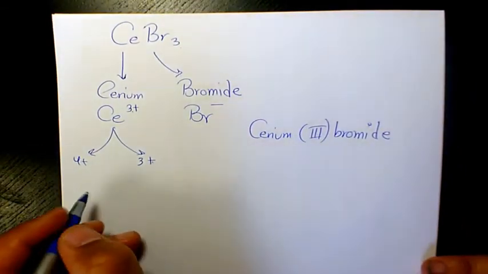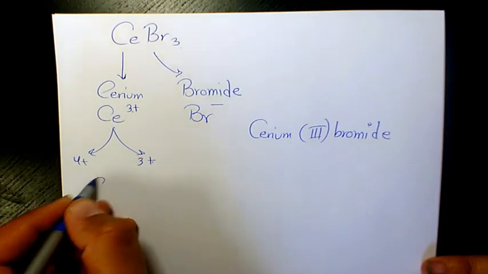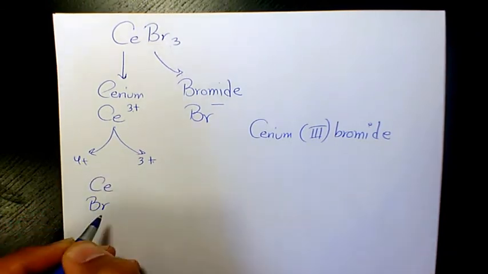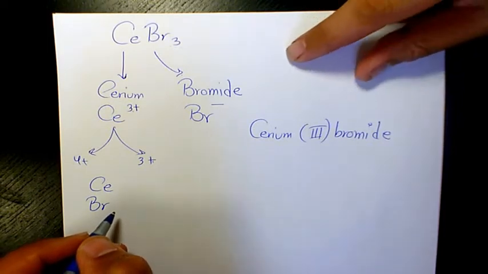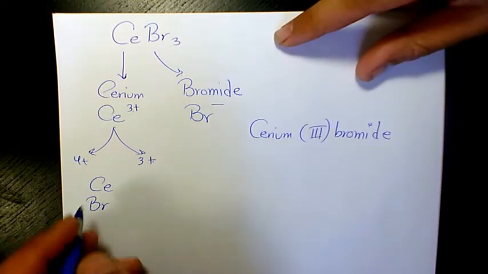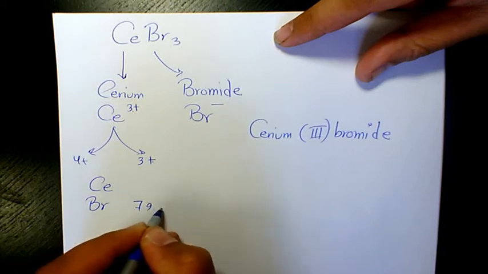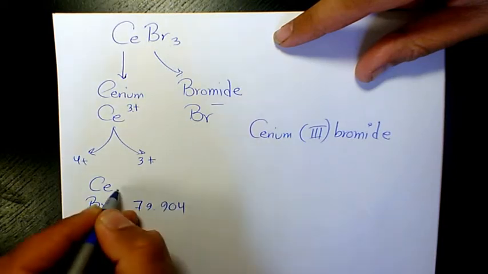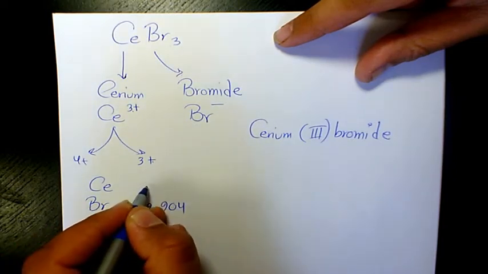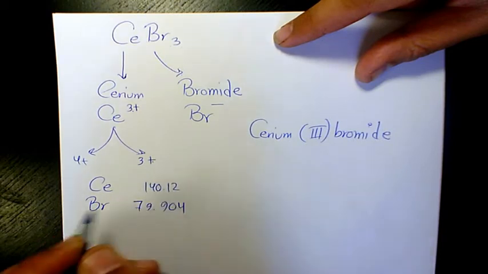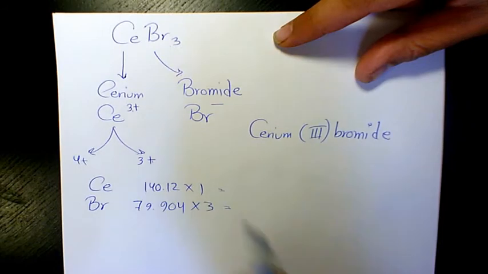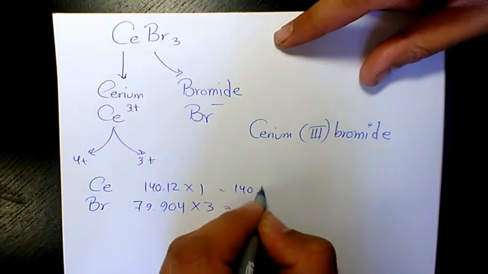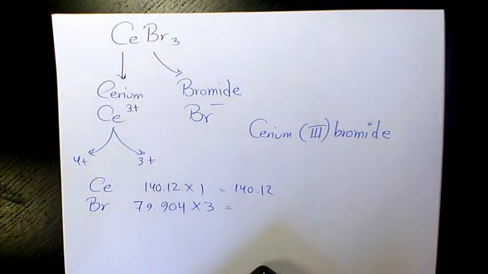Let's see how to find out the molar mass. We have cerium and bromide. We need to find the atomic mass in the periodic table. Bromide is 79.904. Cerium is 140.12. We have 1 of cerium and we have 3 bromide, so that's going to be 140.12 plus 3 times 79.904.